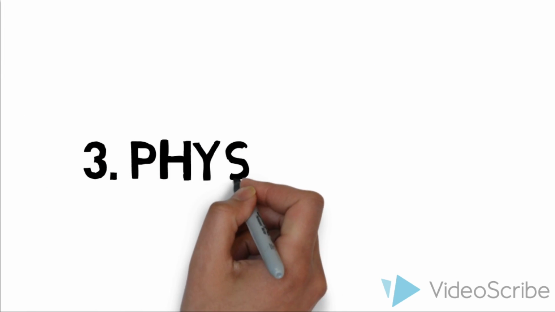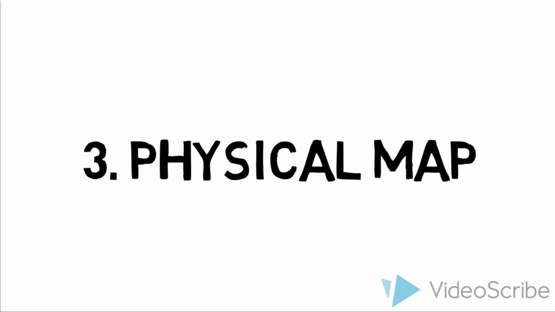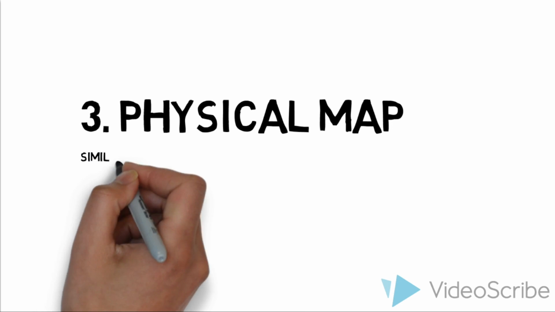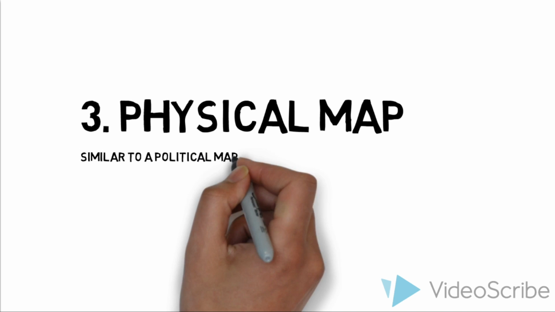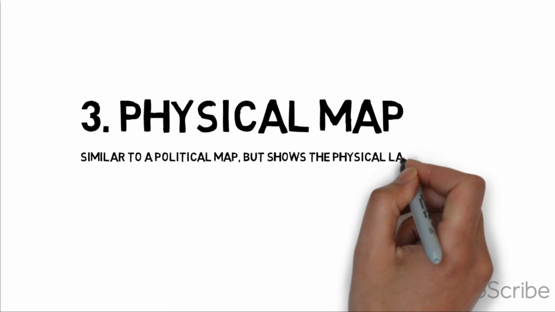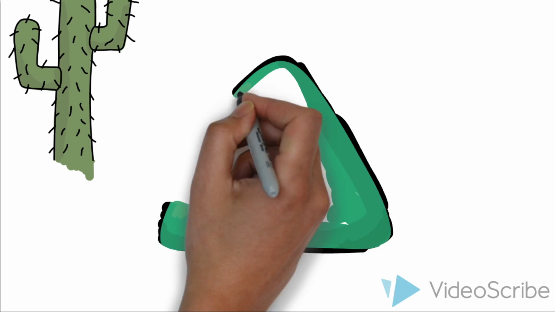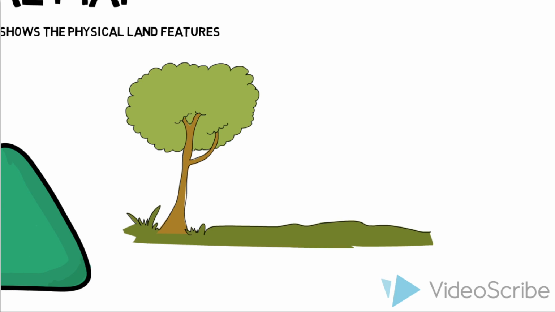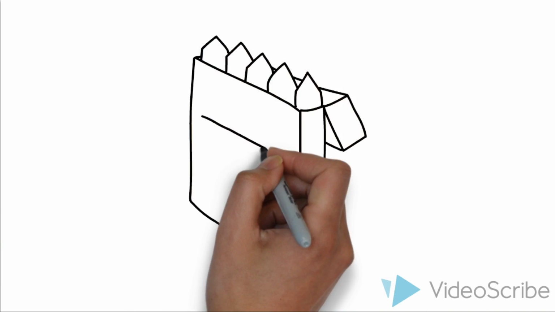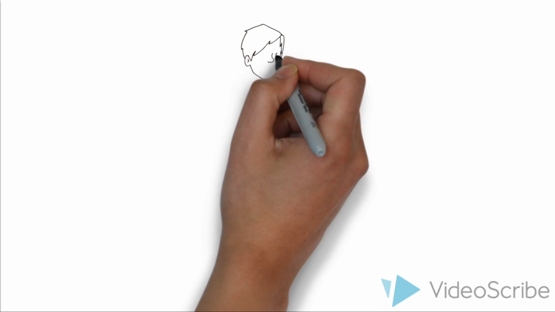The last type of map is called a physical map. This map is similar to a political map, which is the most common type of map we see. But this one shows the physical landscape features of a place such as deserts, mountains, and plains. Mountains and elevation changes are also shown in different colors and shades. Depending on the darkness of the color, it shows how high the area is.